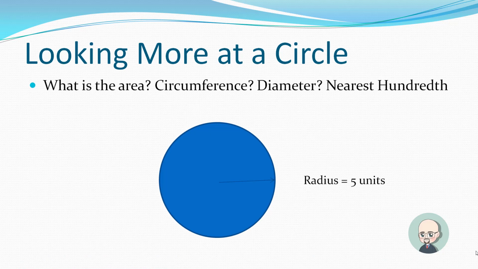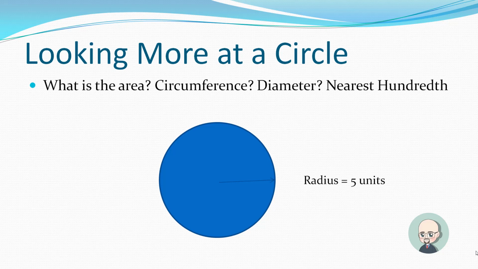Okay, so let's figure what's the area of this circle, the circumference and the diameter to the nearest hundredth. The radius is 5 units. Okay, I'll give you a moment to solve that on your own. Remember, you can press the space bar at any time to pause the video. I'll give you one moment to do that right now.